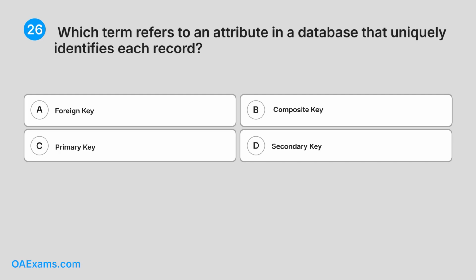26. Which term refers to an attribute in a database that uniquely identifies each record? A. Foreign key. B. Composite key. C. Primary key. D. Secondary key. Can you guess the answer?